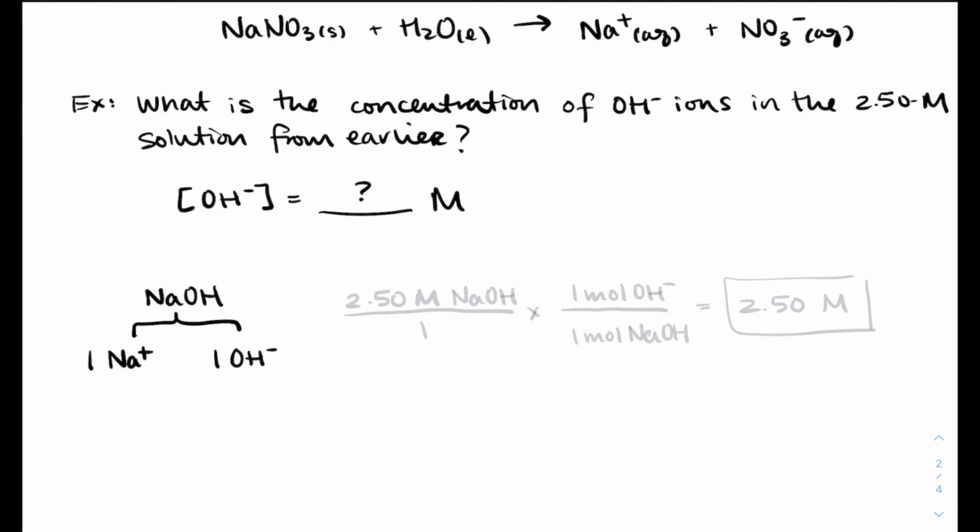Now, this is a conversion factor exactly like the number of moles of carbon in a big molecule conversion factor. So I have 2.50 molar sodium hydroxide, or you could write this out as moles over liters. It would be the same thing. And for every 1 mole of sodium hydroxide, I get 1 mole of hydroxide in solution. So the concentration of hydroxide in this solution is also 2.50 molar.